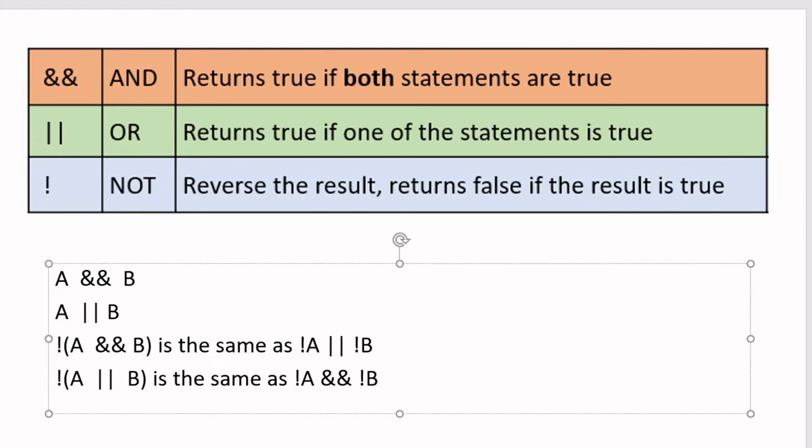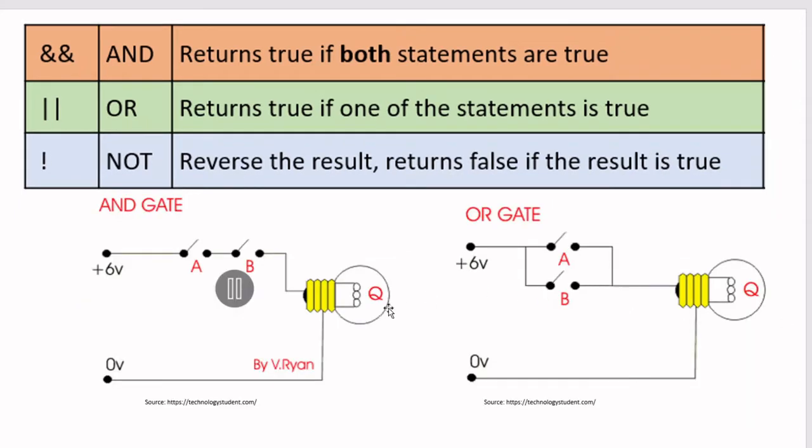Now, De Morgan's law also applies to relational operators, and we're going to see that in examples once we start typing code. But I wanted to explain this even further. And the best way really to explain the logical operators is to use gates. So let's take a look at a circuit here. In this circuit, we have a light bulb and we have two switches. We have switch A and switch B.